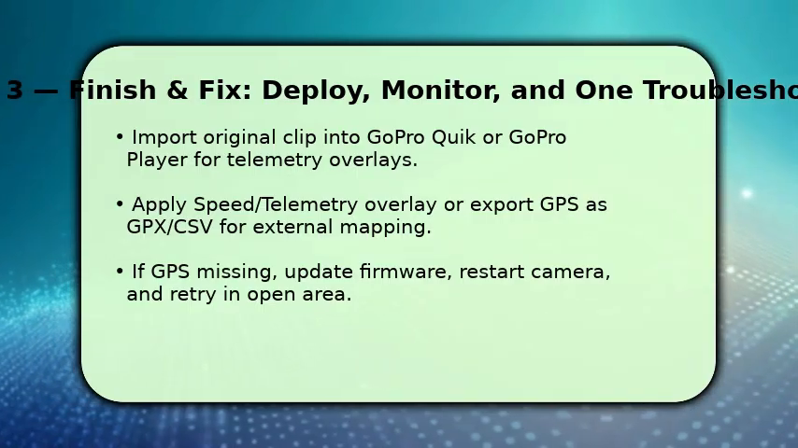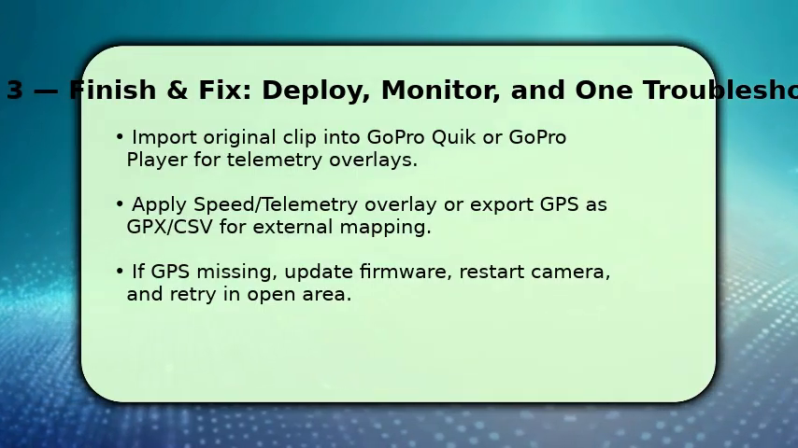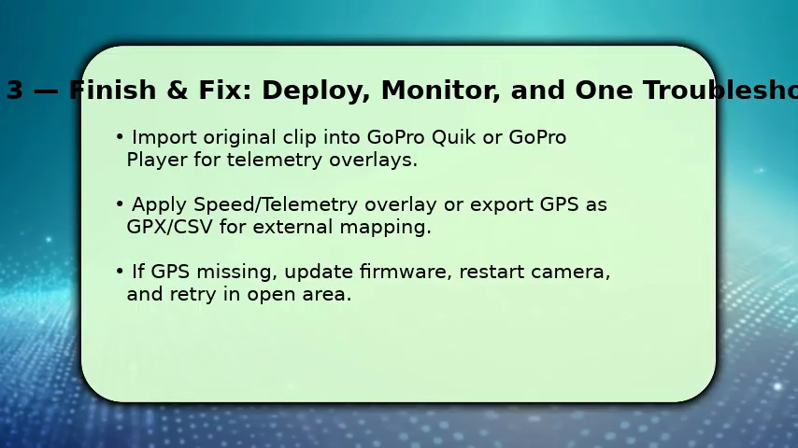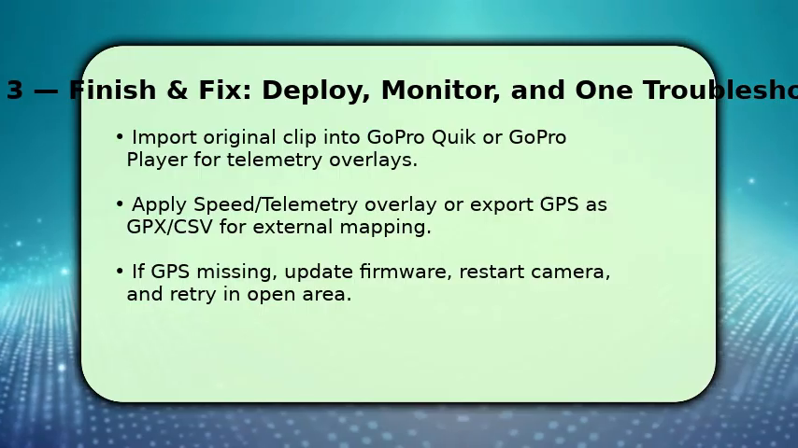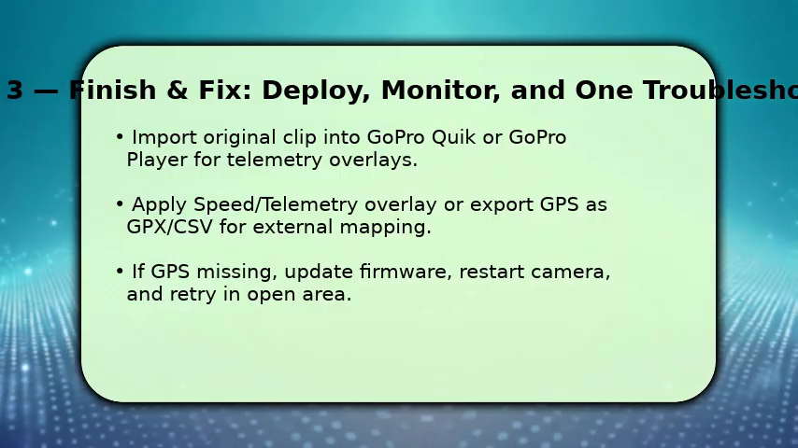want speed plotted elsewhere. If speed data is missing, make sure firmware is current, reboot the camera, and retry in an open area. Poor satellite lock is the most common cause of lost GPS telemetry.